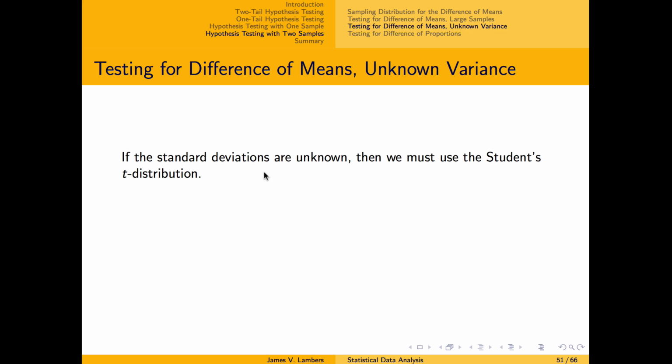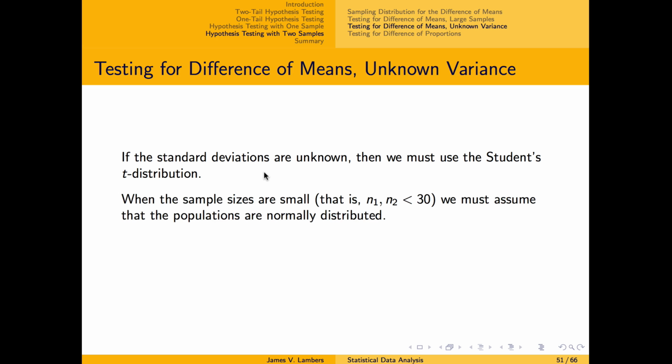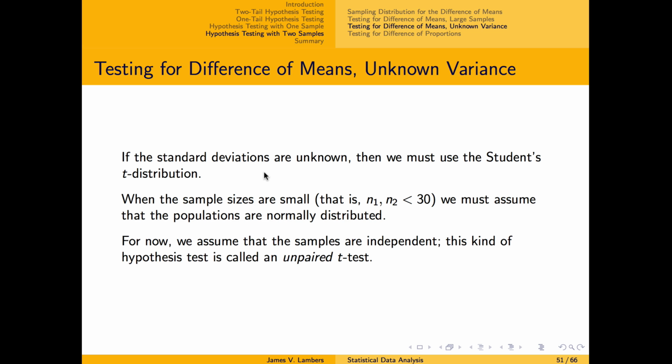So far, we've assumed that the population standard deviations are known, but what if they are not? As before, we use the student's t-distribution, and we must use the sample standard deviations whenever they are needed in the formula for the standard error of a difference. In addition, if the sample sizes are small, then we have to assume that the populations are normally distributed, to ensure that the sampling distribution of a difference is normally distributed as well. We will still assume for now that the samples are independent. When that is the case, a hypothesis test of this kind is referred to as an unpaired t-test.